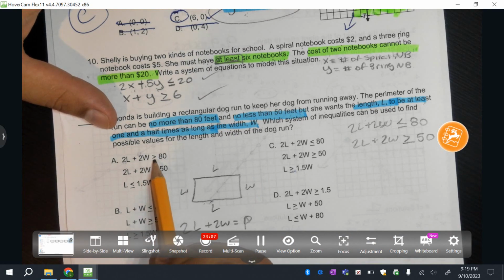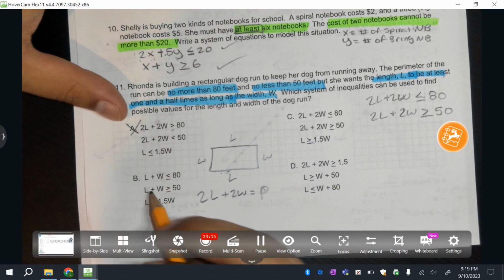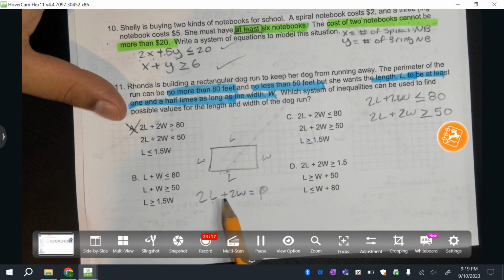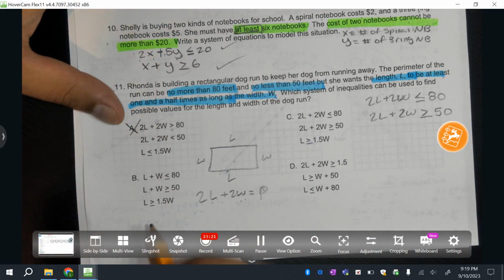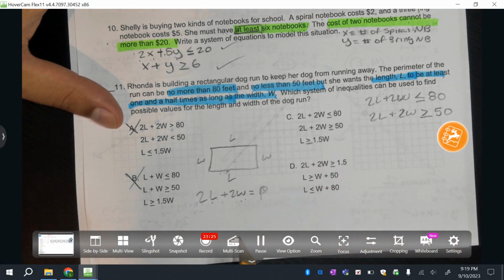This one has the wrong inequality. It's saying that the perimeter has to be greater than 80. That's wrong. B does not have the 2 lengths plus the 2 widths added together, so 2L plus 2W, so that's wrong. And then C kind of looks like what we have.